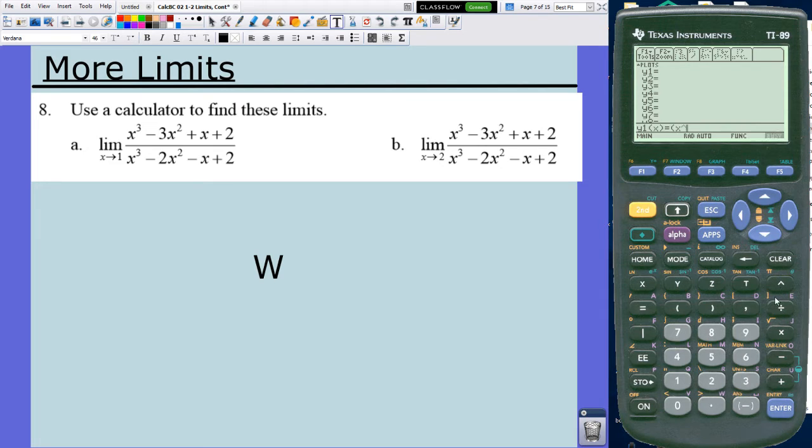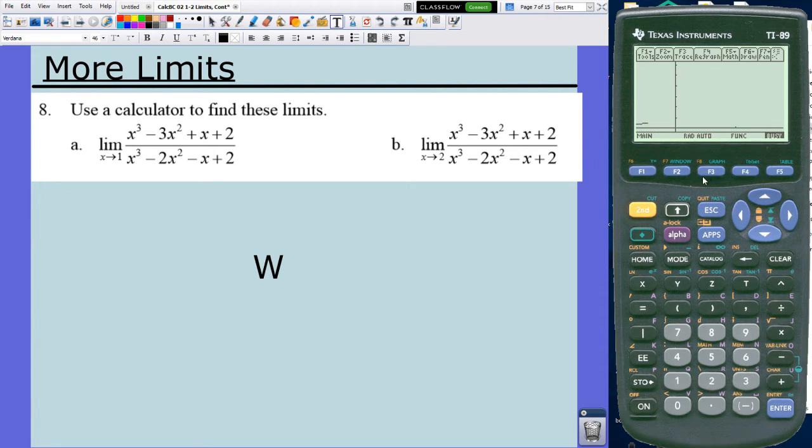So I'm going to type x cubed minus 3x squared plus x. Oops, x. You can just fast forward if you want. Plus 2, divided by x cubed minus 2x squared minus x minus 2, plus 2. Okay, enter. And I typed it in correctly. I'm going to graph this.